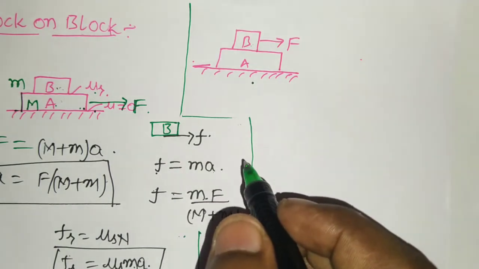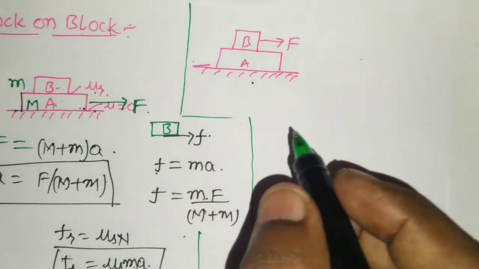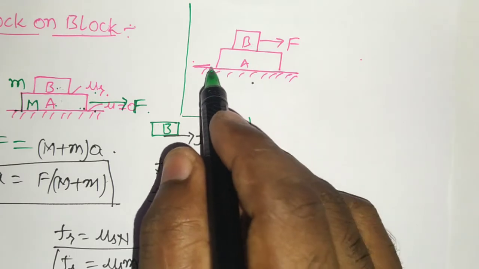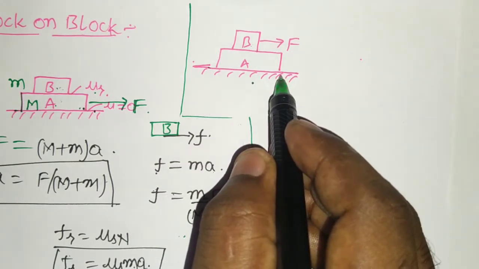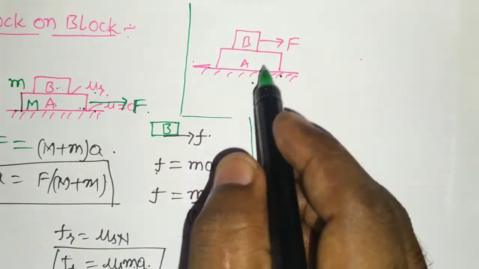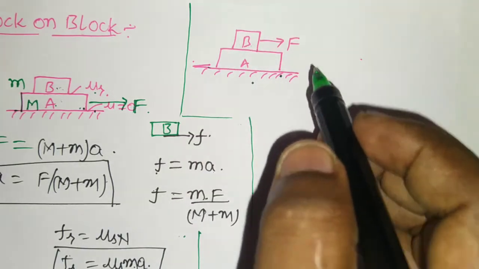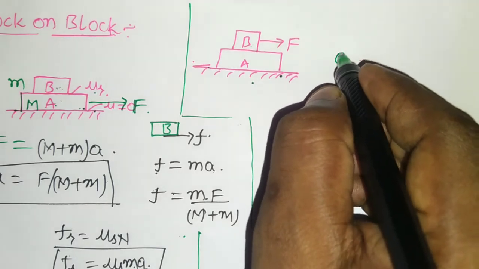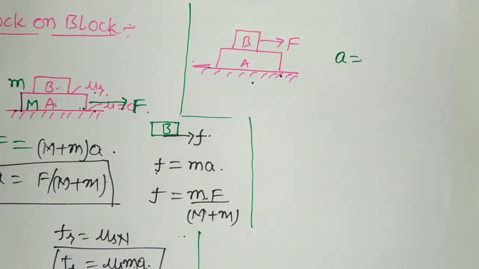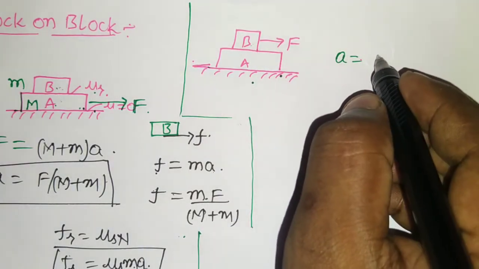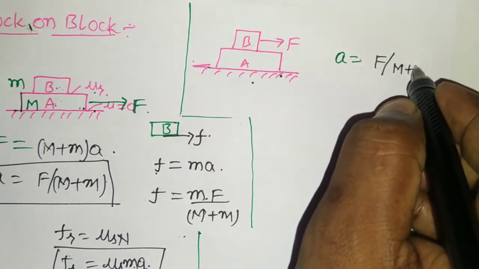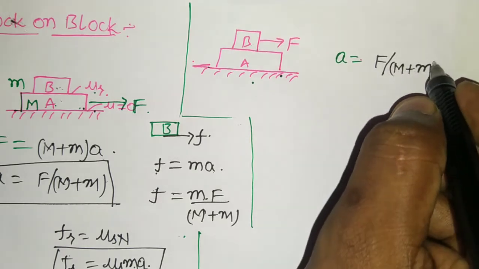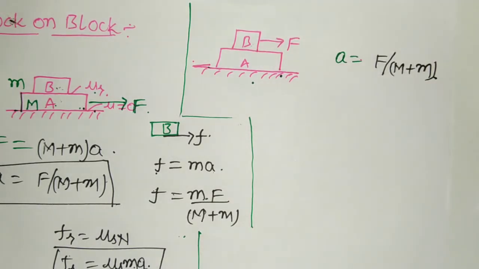Then what happens? As I told you, as this is resting on a smooth horizontal surface, any minimum force can make the system move together to the right. Therefore, the acceleration of the system to the right is given by a equals total force acting divided by total mass of the system, capital M plus small m. Any minimum force can cause the system to move to the right.